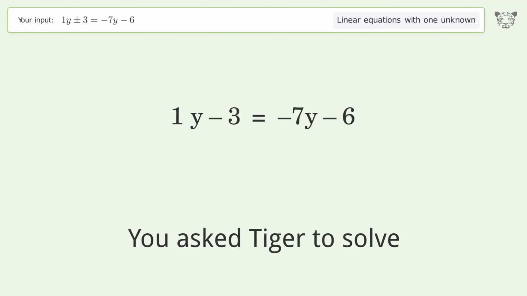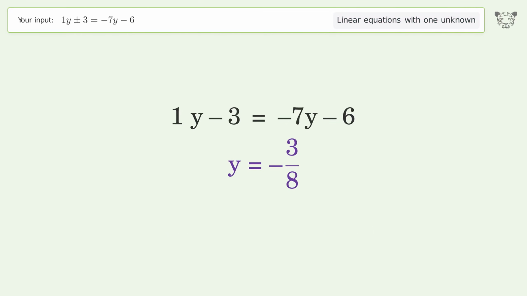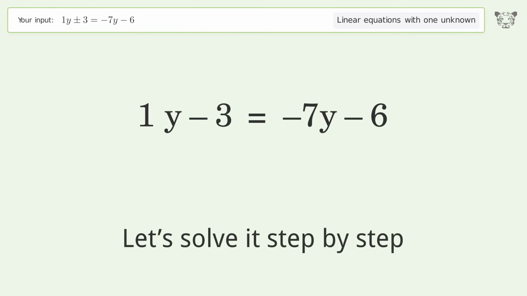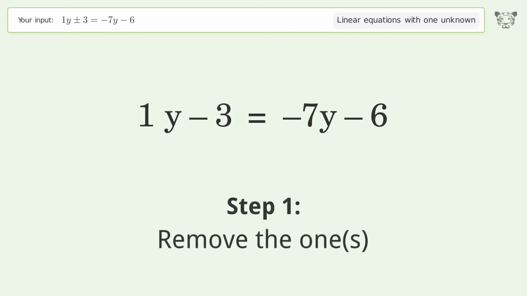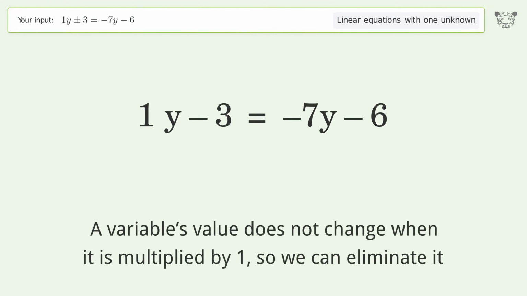You ask Tiger to solve. This deals with linear equations with one unknown. The final result is y equals -3/8. Let's solve it step by step. Remove the ones. A variable's value does not change when it is multiplied by 1, so we can eliminate it.